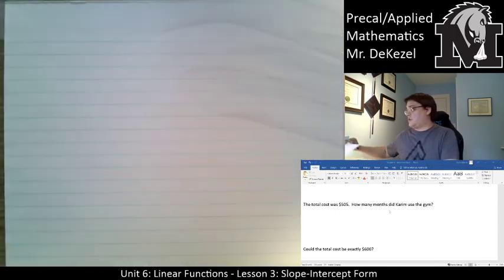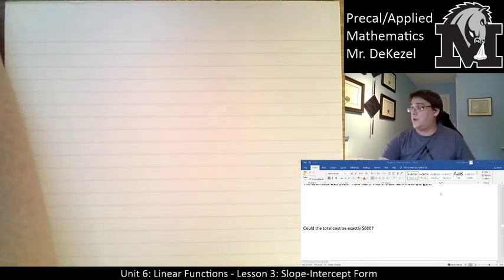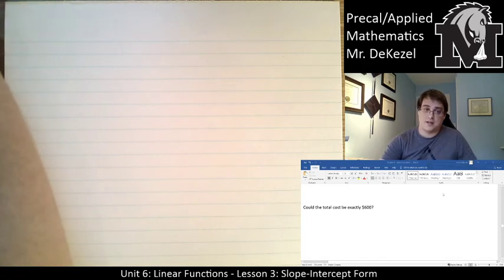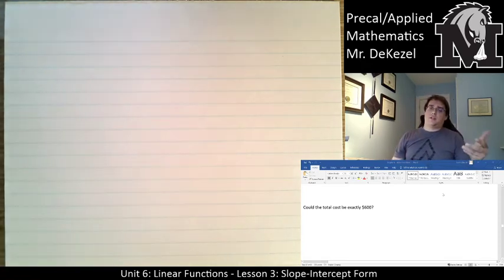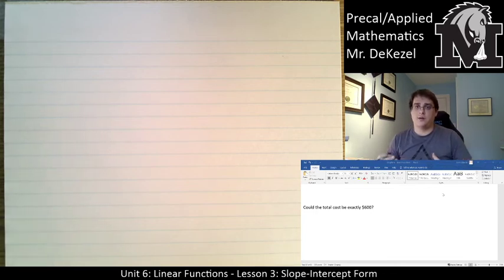Now, what it wants to know for the next question is if it's possible that the total cost could be $600. Now, according to the gym contract that we've all read, you cannot have a gym membership for half a month. Just doesn't work that way. You have to have it for a whole month. So to have exactly $600, our n, or our number of months, will have to come out to an exact whole number with no decimals.